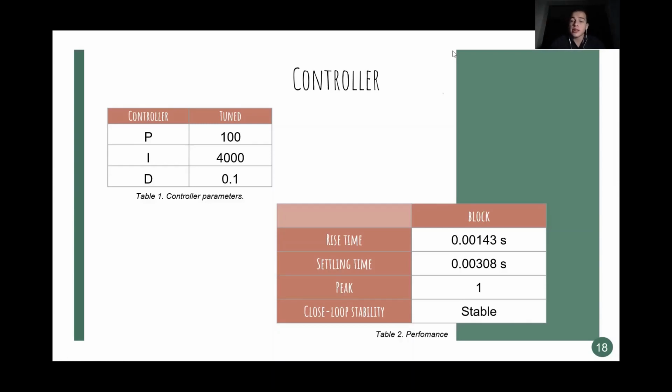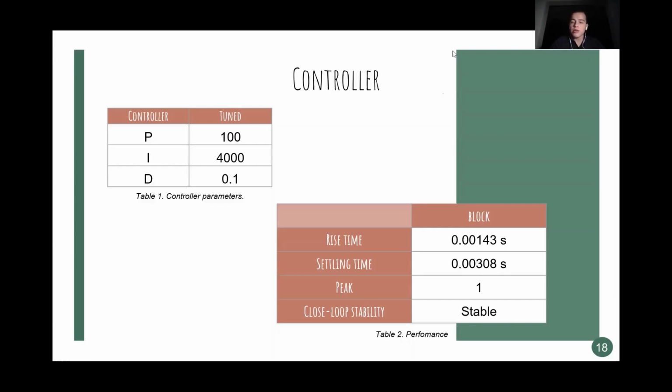Hi, I'm David Arana, and I'll be starting by telling you about the controller that we decided to use in our system. First of all, we based it on our open loop response to determine which controller best fit our closed loop system. The controller that we decided to use was a PID controller, and the values that we used were 100 for P, 4000 for I, and 0.1 for D. These values were obtained with the Tuner tool in Simulink software.